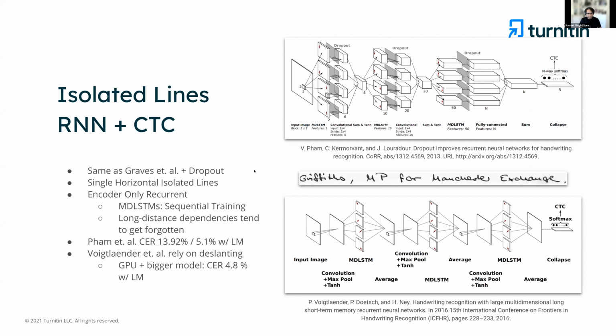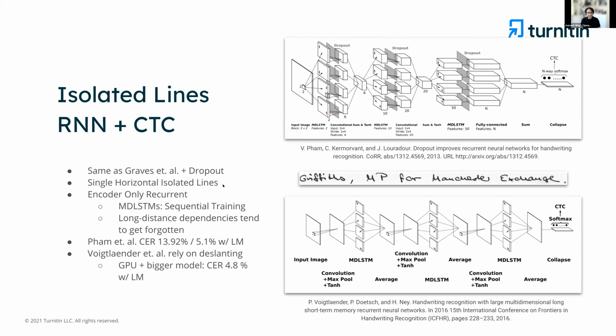The next models were almost exactly the same as what I just showed you, with slightly different tweaks, but single line recognizers. This specific one, Pham et al., 2013, added dropout, tried bigger networks, and made some small changes to the block sizes and kernel sizes, etc. But essentially the same architecture.